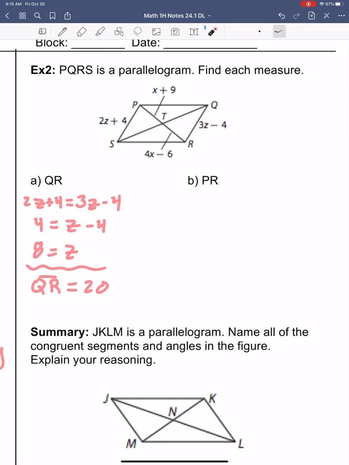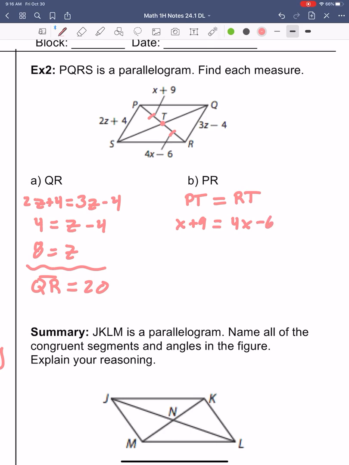So they cut each other in half, which means that this point in the middle here, in this case T, is cutting this piece PT and RT into 2 equal parts. So those things are getting cut in half, so each one of those things is equal. So I know that PT has got to be equal to RT because the diagonals get cut in half. And so then I can set up an equation here that looks like this. x plus 9, that's PT, equals 4x minus 6, that's RT.